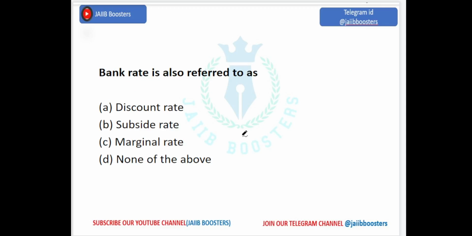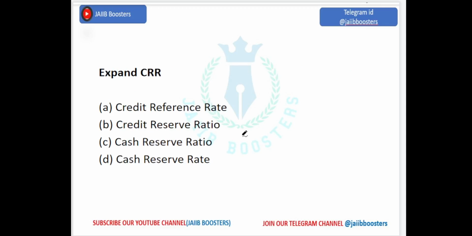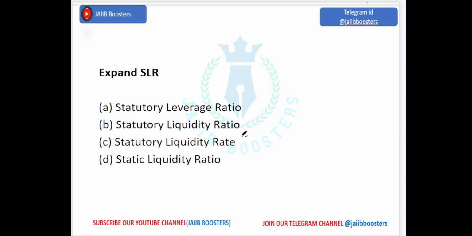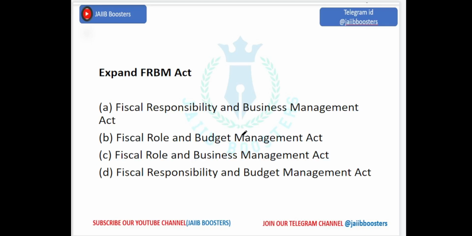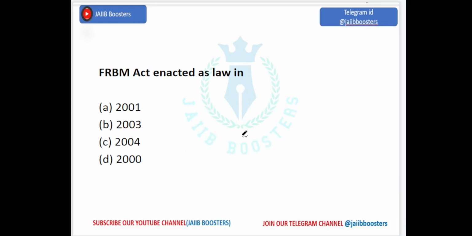Bank rate is also known as discount rate, subsidy rate, marginal rate, or none of them. Discount rate. Expand CRR: cash reserve ratio. Expand SLR: statutory liquidity ratio. These CRR and SLR sections you also have to learn. CRR is Section 42(1) of which act, the RBI Act, you have to know. OMO, open market operations. Expand FRBM: Fiscal Responsibility and Budget Management Act.